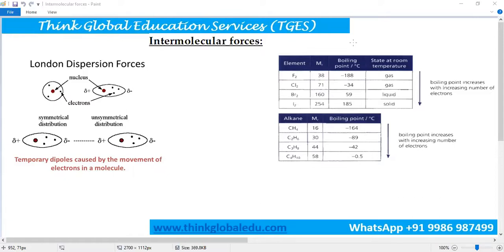In this video, we are going to talk about dispersion forces or intermolecular forces of attraction. These are the fundamental forces of attraction that are present between the molecules in any stable compound.